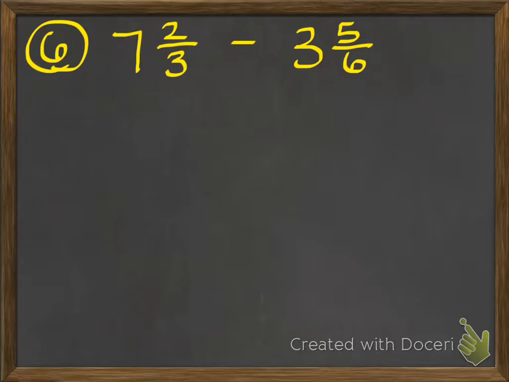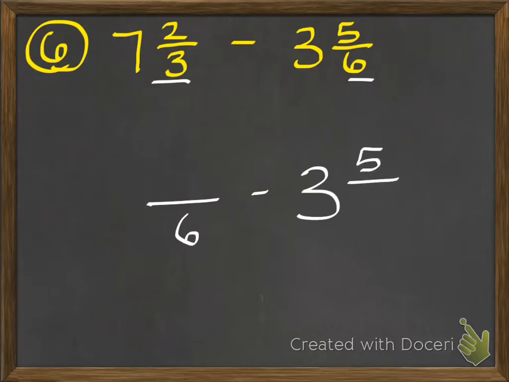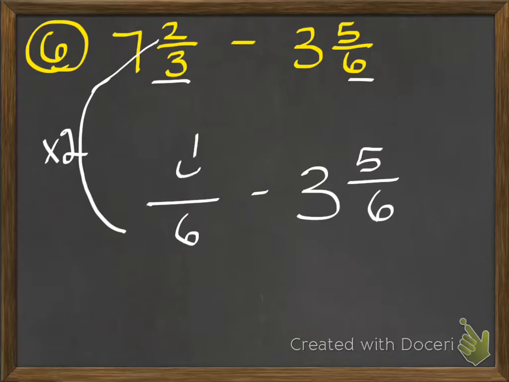7 and 2/3 minus 3 and 5/6. I'm going to have to change the denominator so that they are the same. I know that 6 is a multiple of 3, so I'm just going to change one fraction. I'm going to keep this fraction the same because I know I'm changing to 6. So to get from 3 to 6, I had to multiply times 2. I'm only doing the numerator, 2 times 2 is 4. I keep the whole numbers the same.